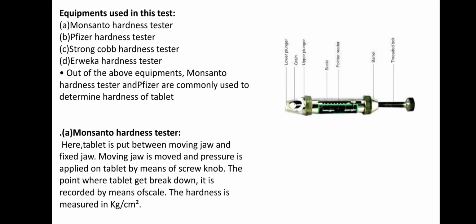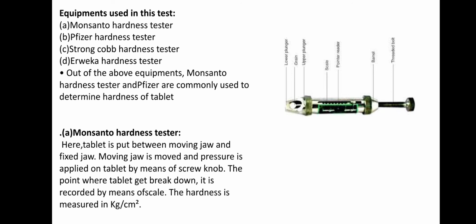Equipment used in this test: Monsanto hardness tester, Pfizer hardness tester, Strong Cobb hardness tester, Erweka hardness tester. Out of the above equipment, the Monsanto hardness tester and Pfizer are commonly used to determine hardness of tablet.